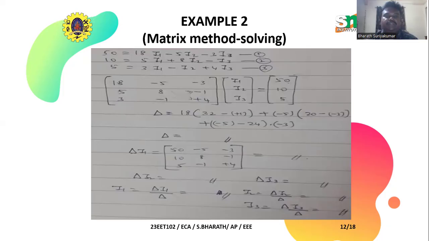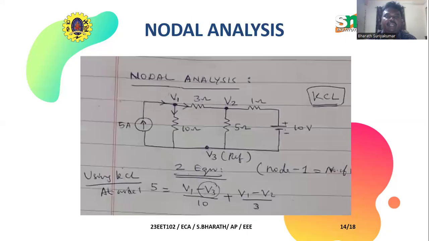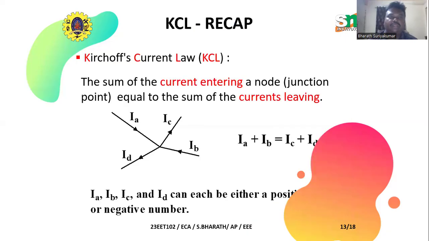With the expressions, what we get is 50 equals 18 I1 minus 5 I2 minus 3 I3; 10 equals minus 5 I1 plus 8 I2 minus I3; 5 equals minus 3 I1 minus I2 plus 4 I3. Making this a matrix, we get delta, and in the matrix form I1 equals delta I1 by delta, I2 equals delta I2 by delta, I3 equals delta I3 by delta. With this, we get the solution using Kirchhoff's voltage law.